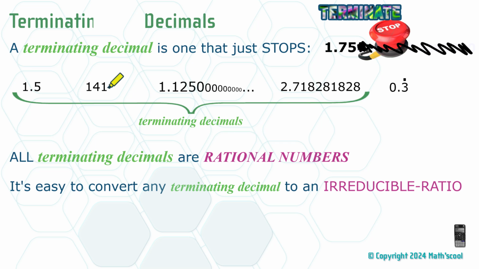This is a terminating decimal. It hasn't got a decimal point, but you could put 0.0 and then it would be a terminating decimal. These zeros here, they're not necessary. So that's a terminating decimal.